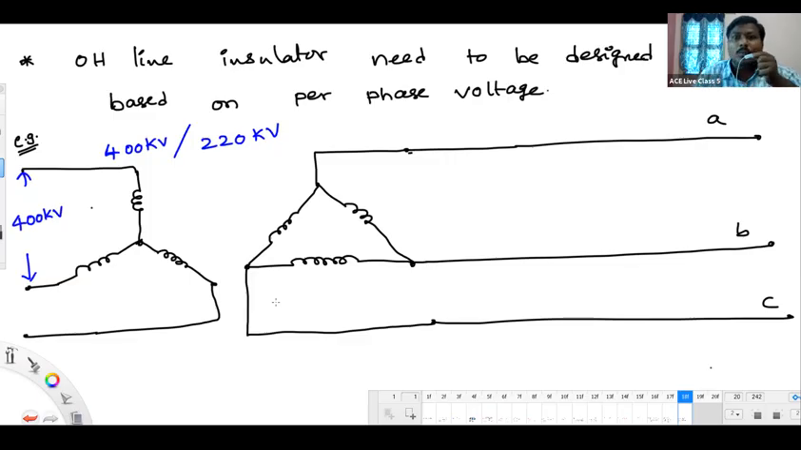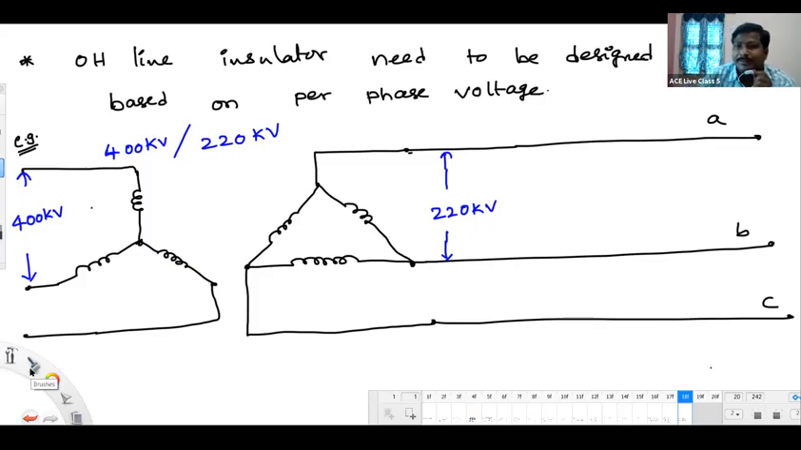Primary side. What is 220 kV? Irrespective of this transformer connection, primary line to line voltage is 400 kV. Secondary line to line voltage is also equal to 220 kV. All of you getting? Line to line voltage. Next thing.